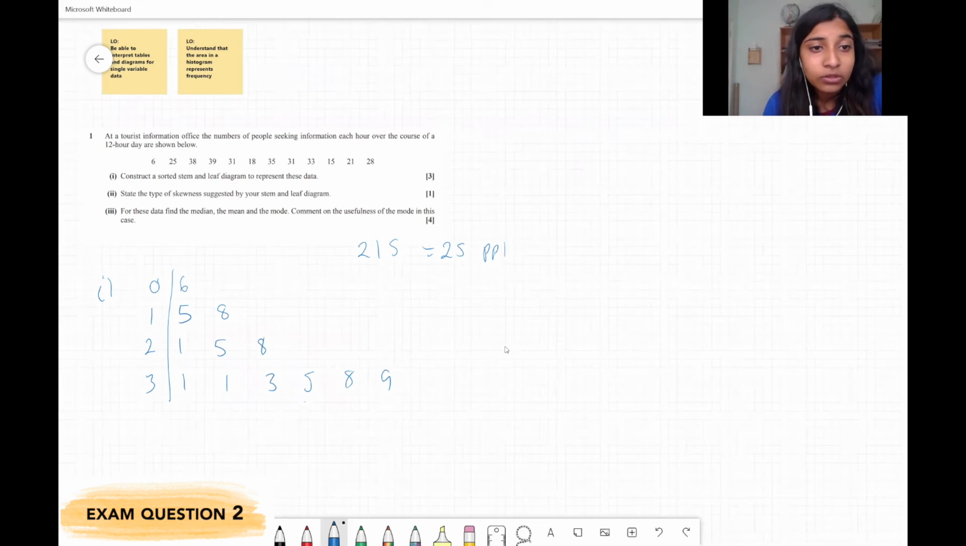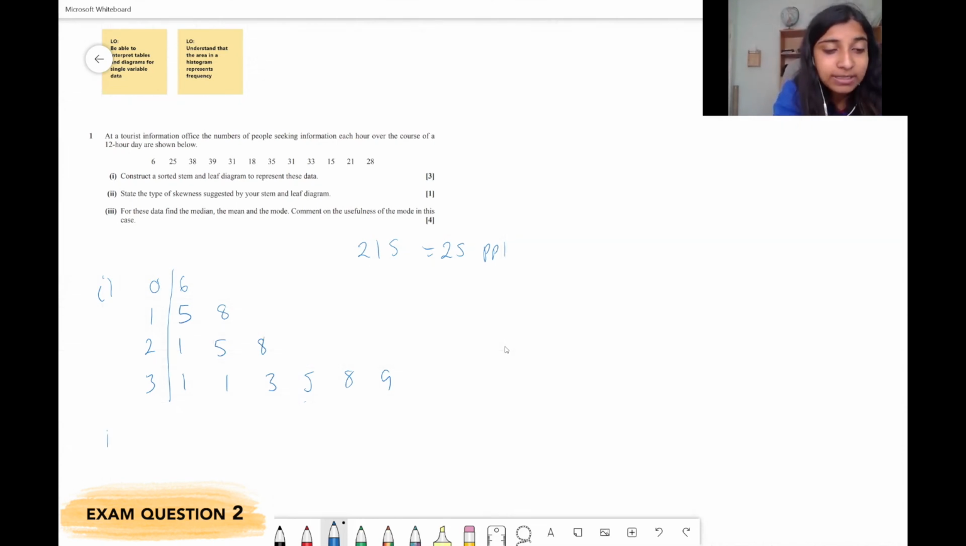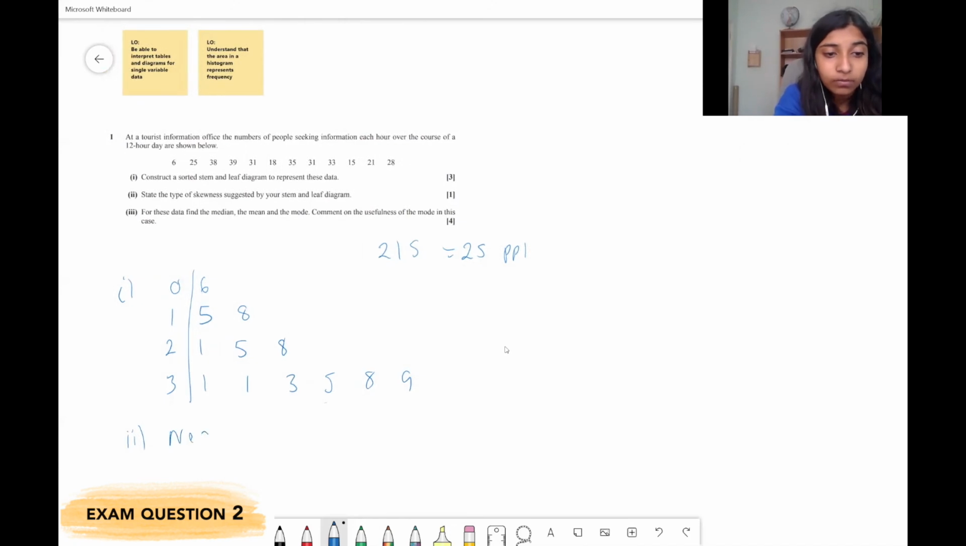And now we want to state the type of skewness suggested by your stem and leaf diagram. As we can see, we have more numbers on the higher end, so that means we have a negative skew. If you have more on your lower side, then you have a positive skew. If you have more on the higher end, you have a negative skew.